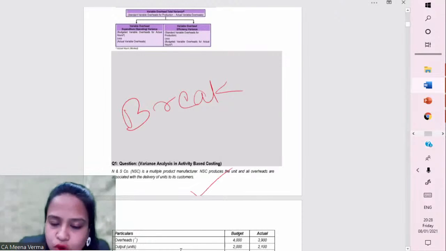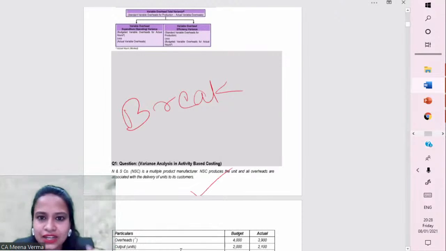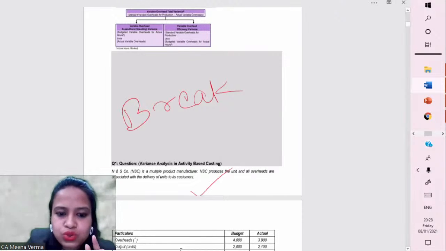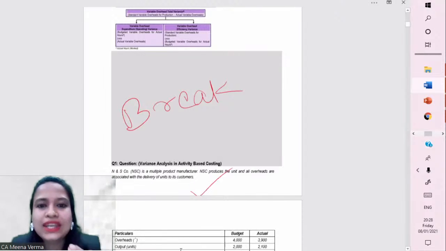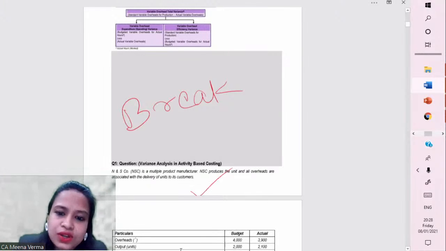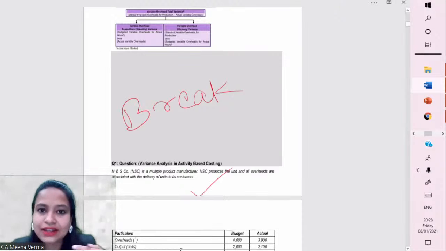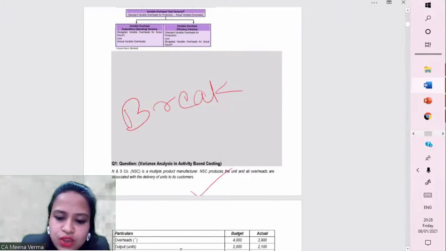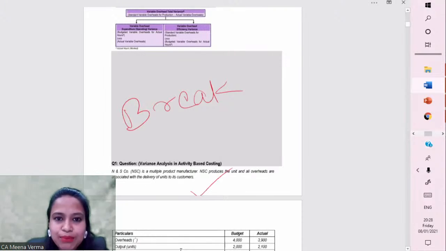We know that for 2000 output, we need 20 deliveries. This was the standard: for every 2000 output, we need 20 deliveries. So we need the standard for actual output, and the actual output is 2100. This way you can calculate the standard number of deliveries for actual output: 21 deliveries.